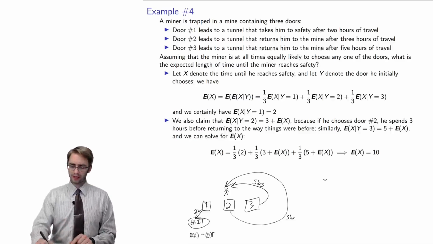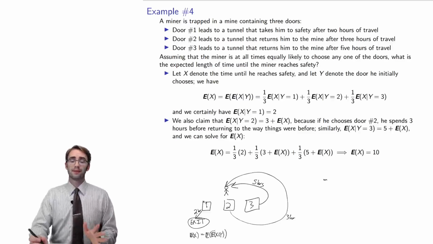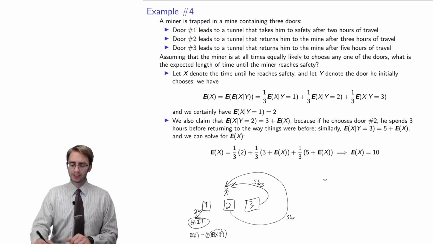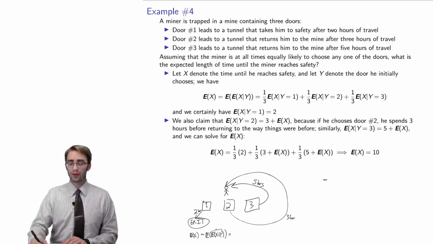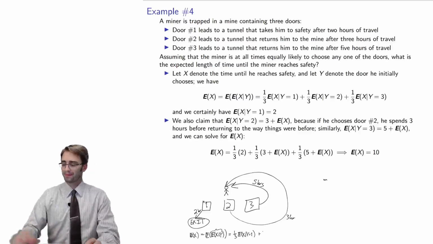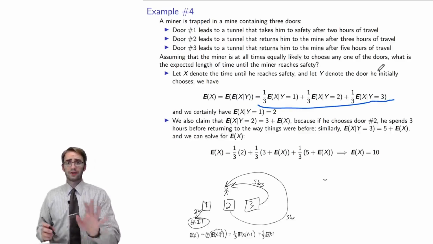And so what does that mean? What is the expected value of x given y here? Well, y is the door that the miner chooses on his first attempt. So it's the expected value of x taken over each of these 3 outcomes. So it's 1/3 times expected value of x given that y is 1, plus 1/3 times expected value of x given that y is equal to 2, plus 1/3 times expected value of x given that y is equal to 3. And I am running out of space there, unfortunately. But that's just me copying down the contents of this slide. So let's look at these more carefully here.